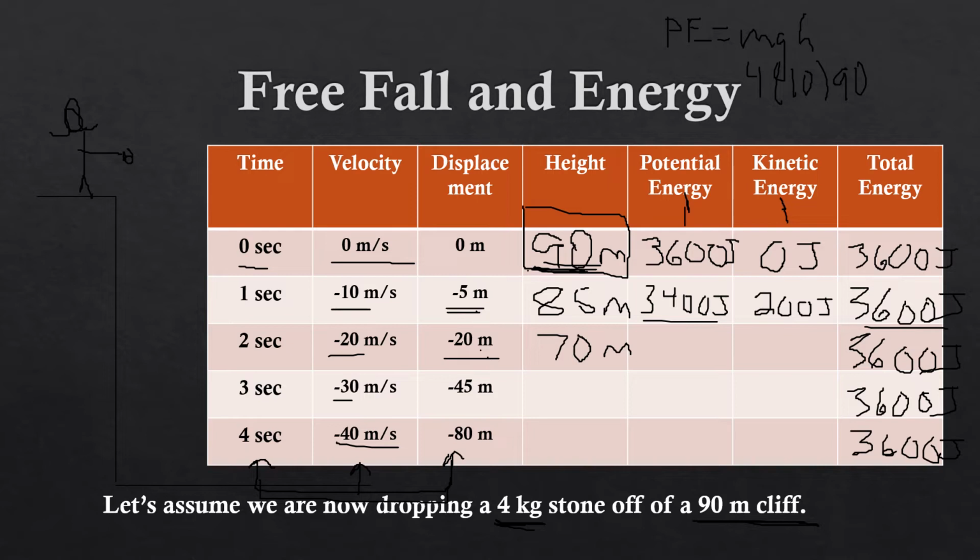So far, so good. PE is going down, KE is going up. Let's look at the next spot. Let's do 70, which is now the height, times 4 times 10. This is now 2,800. That means the kinetic energy has got to be 2,800 plus what is 3,600? 800.